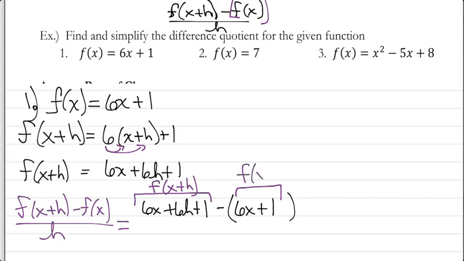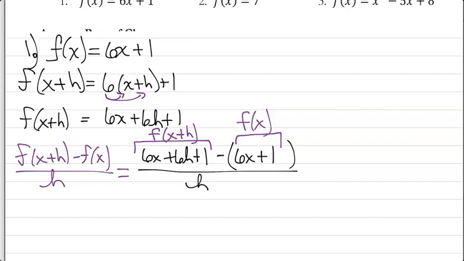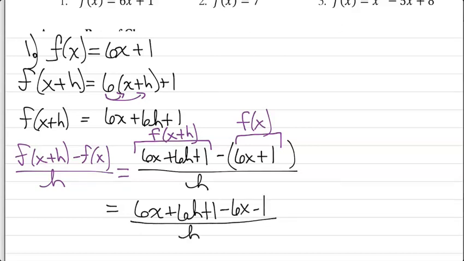The reason why we need to put parentheses around that f of x is because we have to subtract the entire f of x. Then in my denominator, I write an h. So let's talk about subtracting that entire f of x. When we say we have to subtract the f of x, and you have to do the entire f of x, that means that when I get to that back half, I have to distribute this negative. So I'm going to write a minus 6x minus 1 all over h.